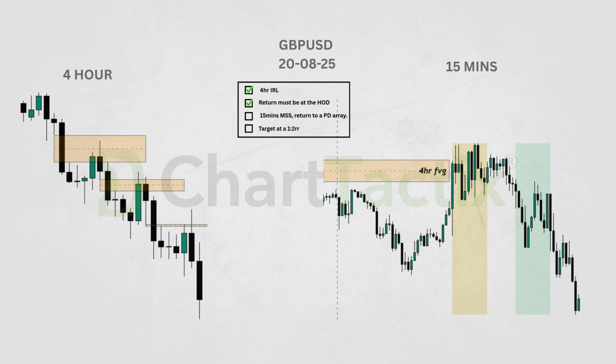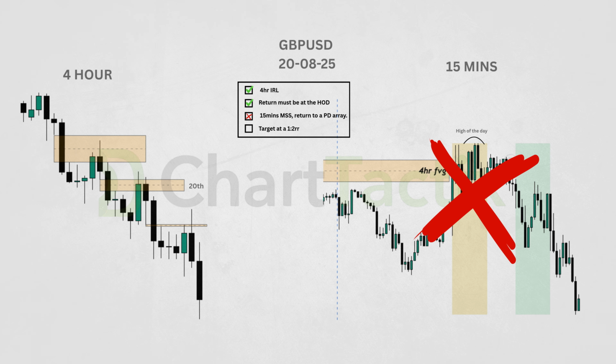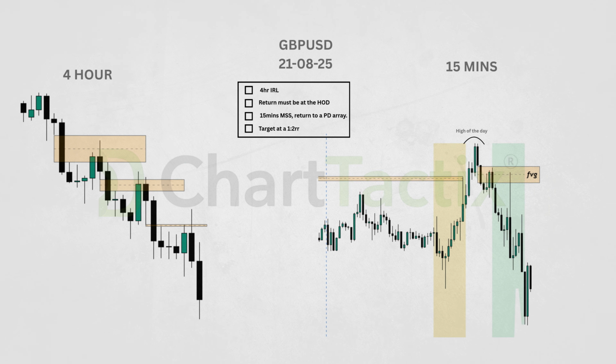Now, the second example happened on the 20th of August, 2025. Again, we had 4-hour internal range liquidity, and price returned to it at the high of the day. However, we did not get a clear 15-minute market structure shift. Since the checklist was incomplete, we skipped the trade. Discipline is key. The next example occurred on the 21st of August, 2025. Price returned to the 4-hour internal range liquidity at the high of the day. However, we still did not get a proper 15-minute market structure shift before the move. According to the checklist, that means no entry.